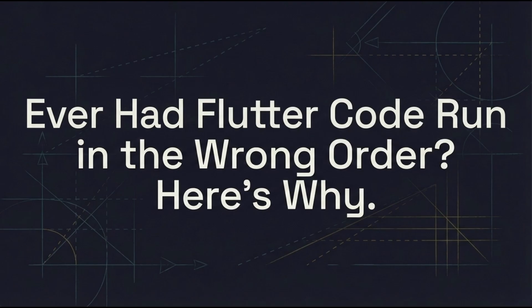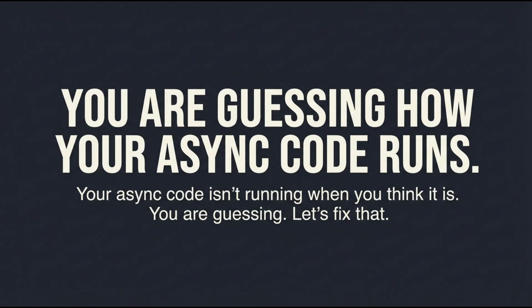Ever had your Flutter code run in the completely wrong order and you couldn't figure out why? You print something. It shows up last. You fetch data, and the UI loads before the data arrives. Everything looks right, but nothing works. Your async code isn't running when you think it is. You're guessing. And that's exactly what causes those impossible to debug timing bugs.